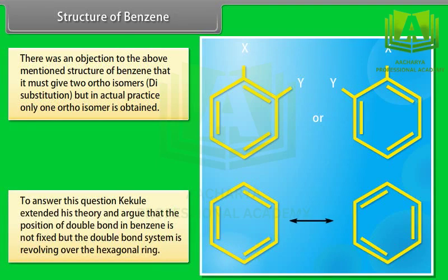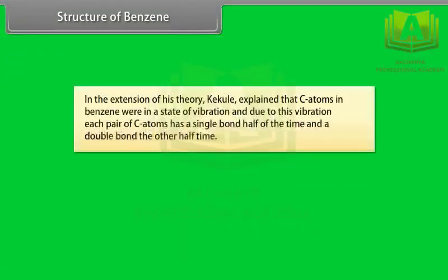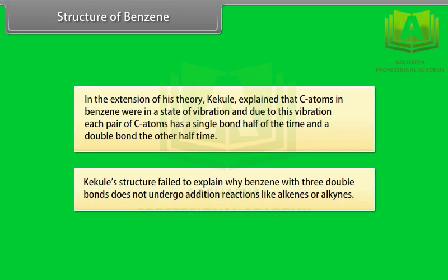To answer this question, Kekule extended his theory and argued that the position of the double bond in benzene is not fixed, but the double bond system is revolving over the hexagonal ring. He proposed the given structures and said that all C-C positions have a partial double bond character. In the extension of his theory, Kekule explained that C atoms in benzene were in a state of vibration, and due to this vibration, each pair of C atoms has a single bond half of the time and a double bond the other half of the time. Kekule's structure failed to explain why benzene with 3 double bonds does not undergo addition reactions like alkenes or alkynes.